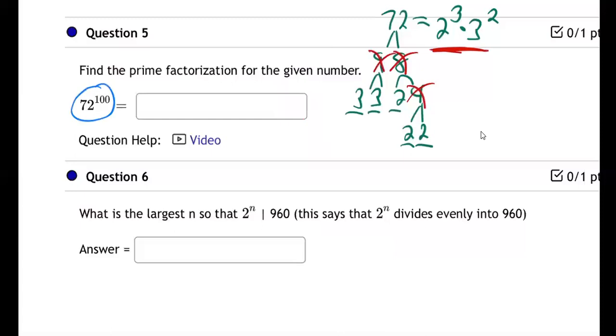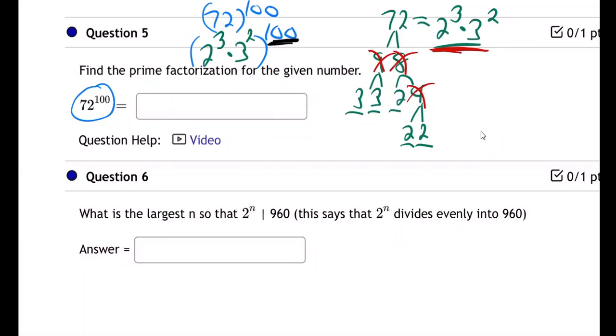We're supposed to take 72 to the 100th power, right? 72 to the 100th power. But now we know that 72 is really 2 to the 3rd times 3 squared, isn't it? To the 100th power. So 72 to the 100th power means 2 to the 3rd times 3 squared to the 100th power. So what am I going to do with that 100th power?